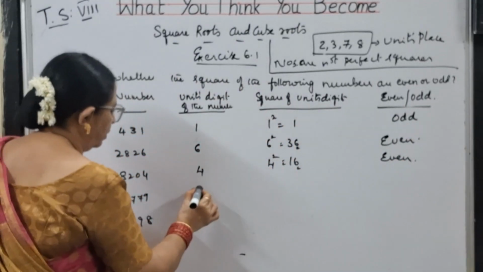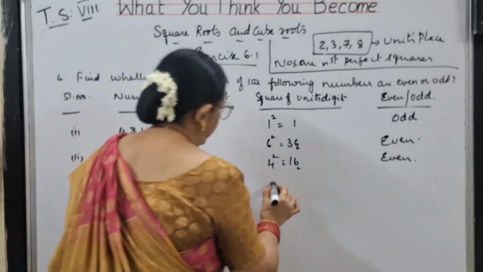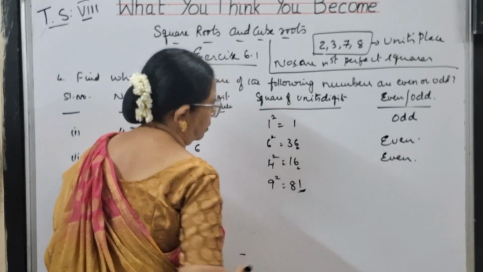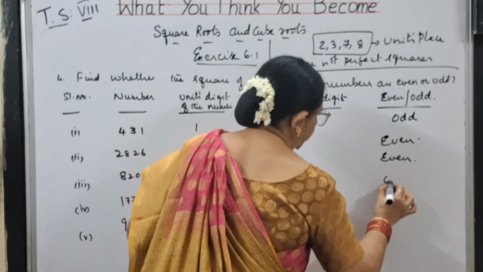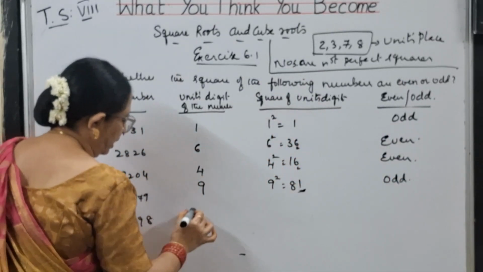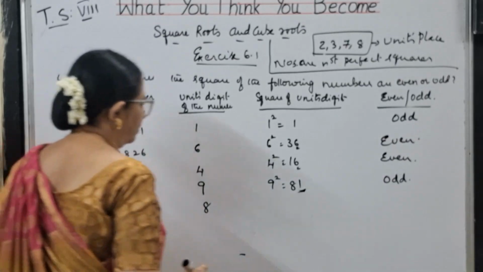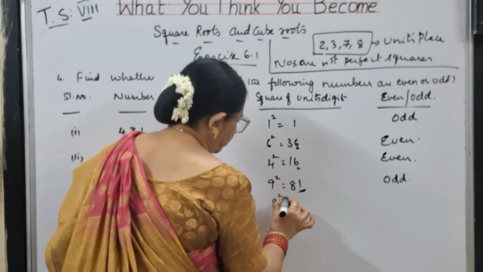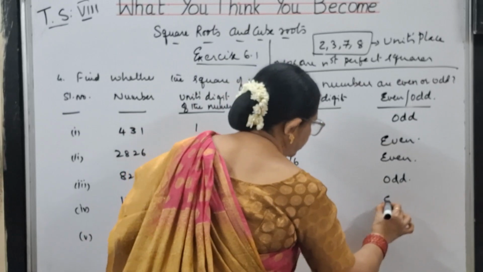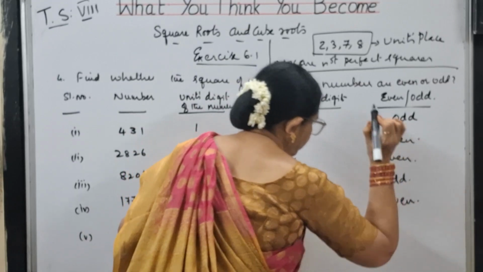And the fifth one, you have 9. 9 square is 81. Units digit is 1. So we will say that it is an odd number. And here you have 8. Units digit is 8. That means 8 square will give you 64. 4 is an even number. So we will be saying that this is even.